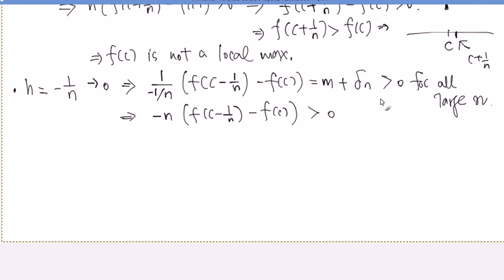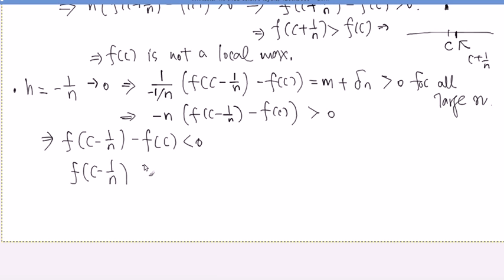Now you divide both sides by negative n. Then what happens to this inequality? It flips. So f of c minus 1 over n minus f of c is less than 0 this time, as you divide both sides by negative n. Correct? If you rearrange this, f of c minus 1 over n is less than f of c.